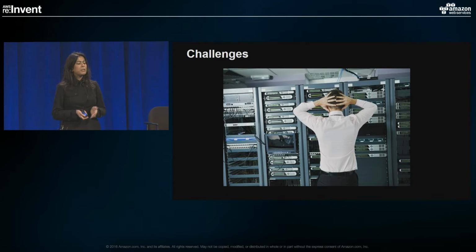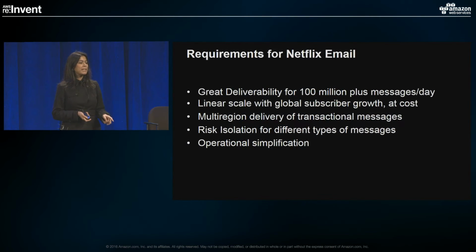And so we started looking at some other options as far as how can we build a system that is simpler to operate, that is elastic, and that lets us move faster and do what is core to our business. And that's where we started exploring other options. But first, what we did was recap the requirements for Netflix email so that we could evaluate the different solutions against these requirements, right?